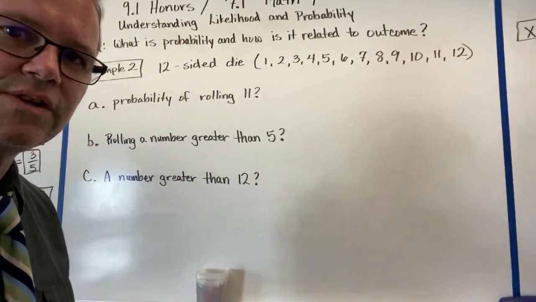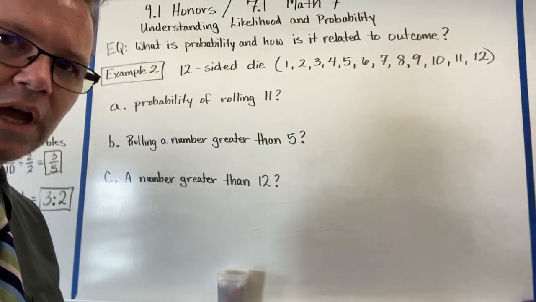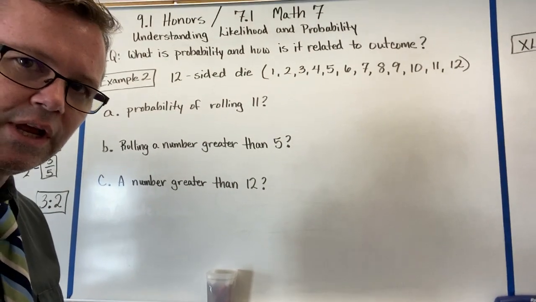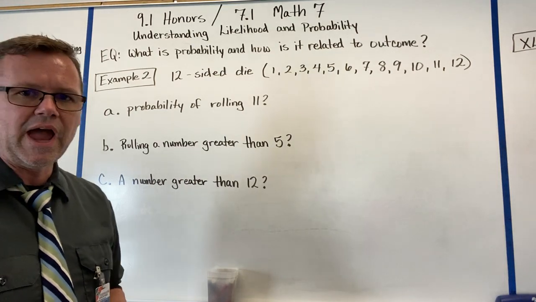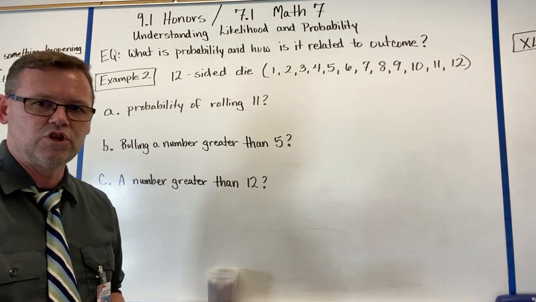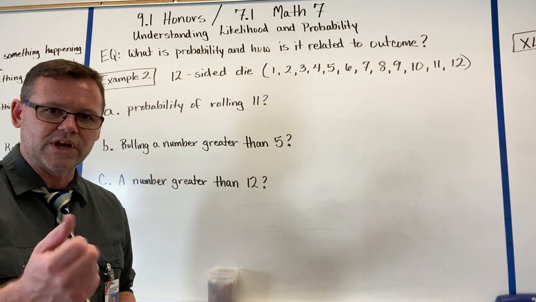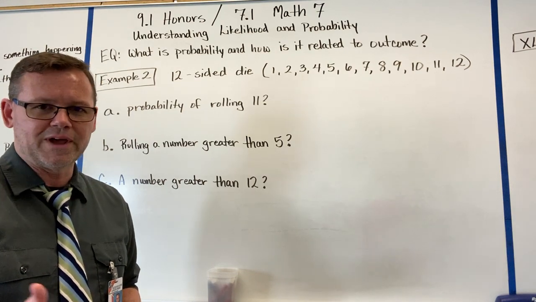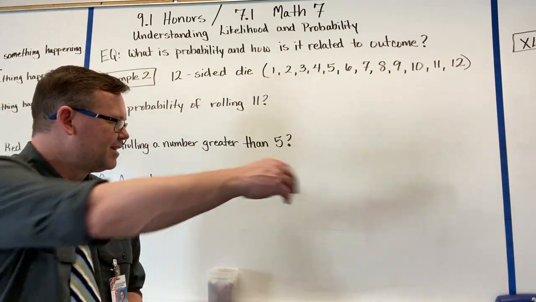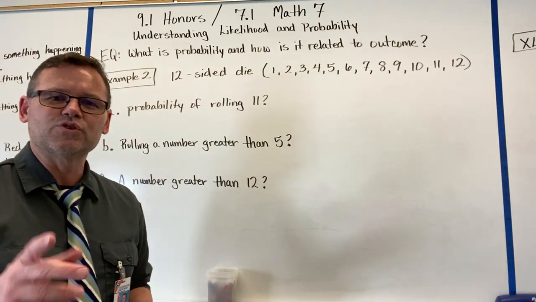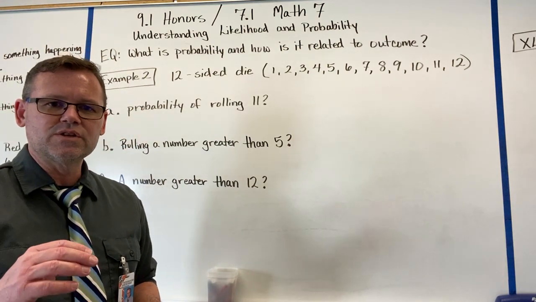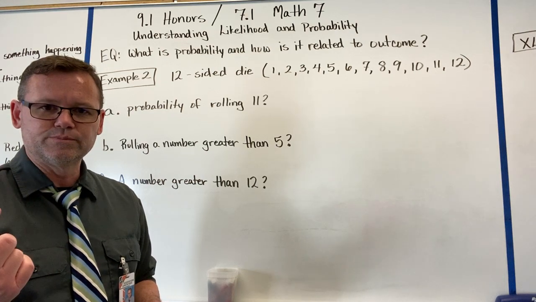So this is example 2. Now, this should put it in a pretty fair and easy way to understand it. I have a 12-sided cube. All right? A 12-sided die. It's not a cube, it's a die. A cube only has 6 sides. But anyways, it's a 12-sided die, and it's numbered 1 through 12.